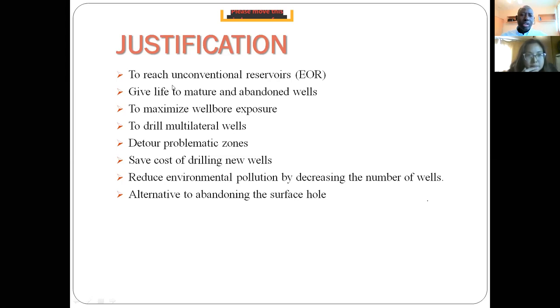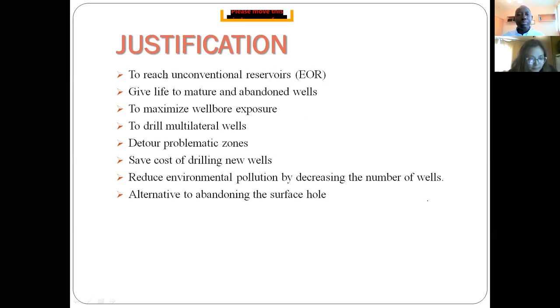To reach unconventional reservoirs, right? Or enhanced oil recovery. What are unconventional reservoirs? Unconventional reservoirs are those reservoirs that are difficult to get, right? So maybe during our drilling and production operation, the initial well planning, we have planned to get our product, being it oil or gas or condensate or any other fluid, from a particular reservoir.